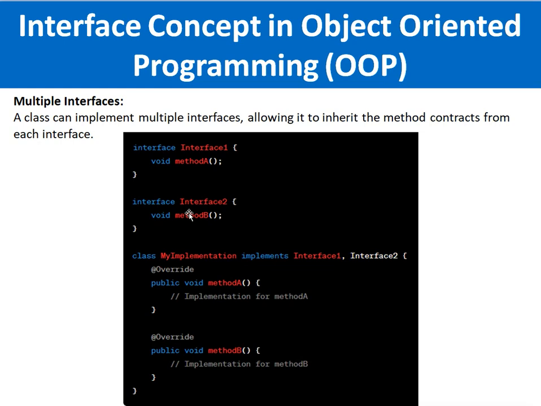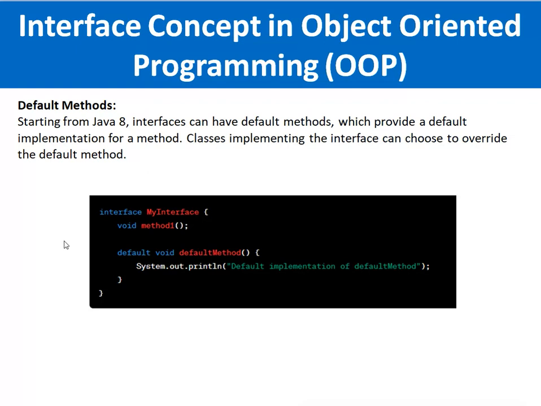Then there is the concept of default method. Starting from Java 8, interfaces can have a default method, which provides a default implementation for a method. Classes implementing the interface can choose to override the default method. Like this is the interface, MyInterface. This is the void method1. Here you can see the default void defaultMethod. This is the default method concept which prints System.out.println default implementation of default method. Here you can notice that in the interface you can define a default method and it has a body as well. It basically comes from Java 8.